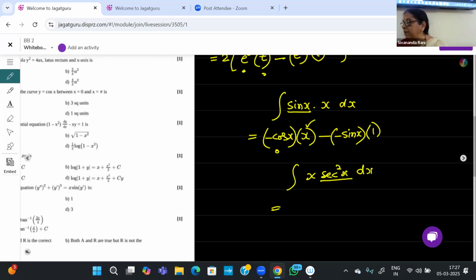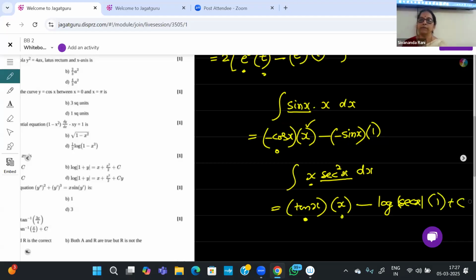This is readily integrable, tan x, into this function which will ultimately become 0 after a certain amount of differentiation, minus integral of this, which is log secant x, into derivative of this, close. Did you follow this? Raise your hands in case you followed. You can use this in MCQs. Okay, easily you can do.